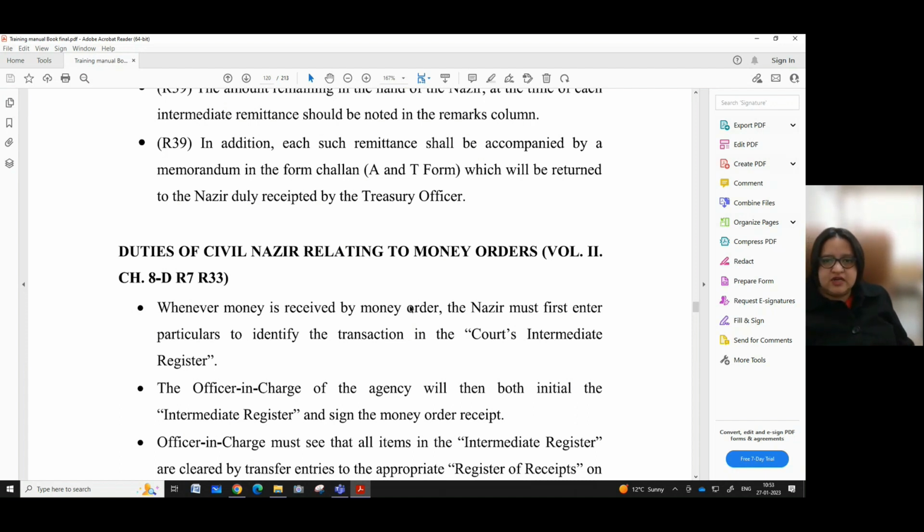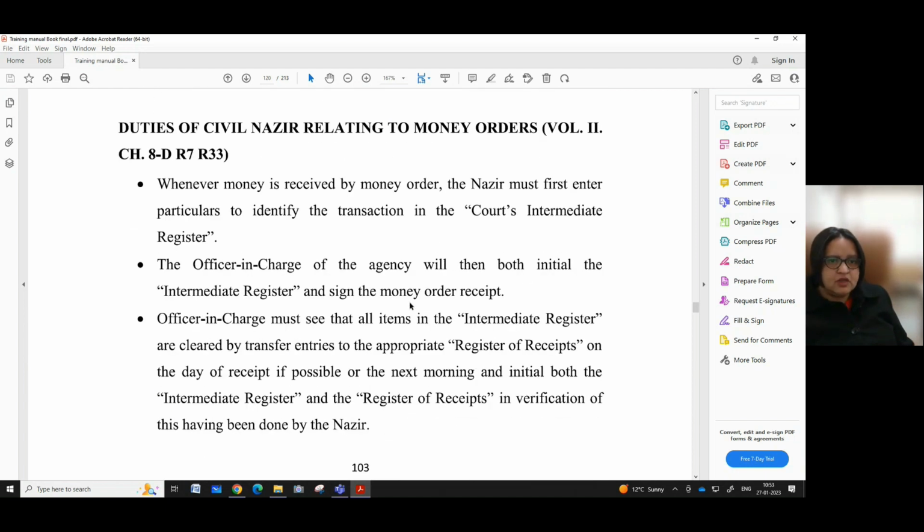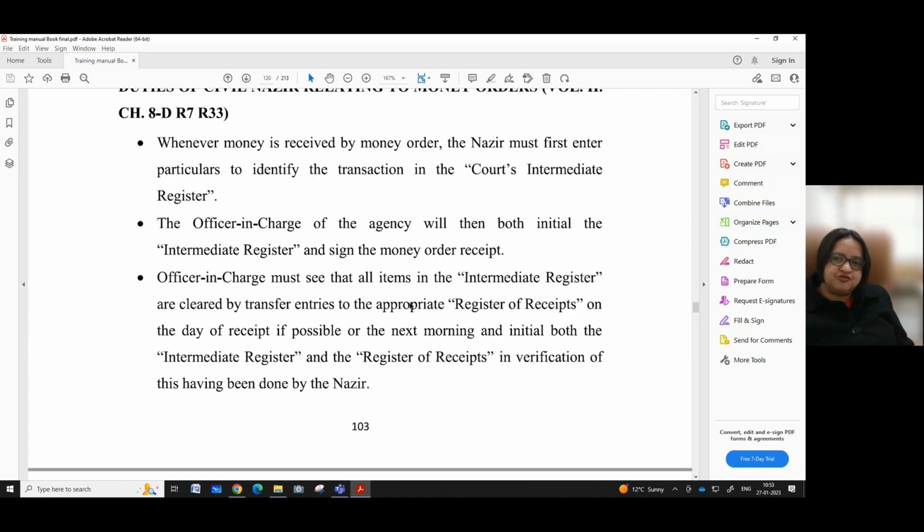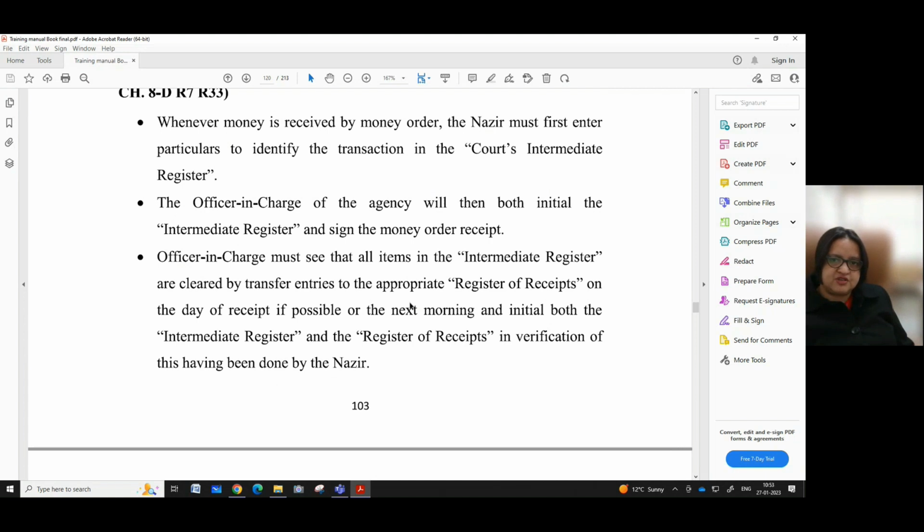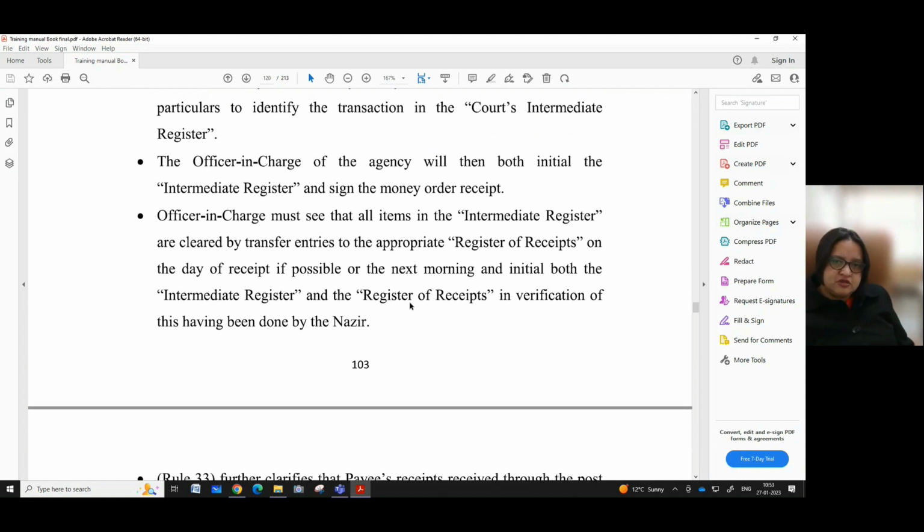Duties of Civil Nazir relating to money orders, Volume 2, Chapter 8D, Rule 7 to Rule 33. Whenever money is received by money order, the Nazir must first enter particulars to identify the transaction in the court's intermediate register. The officer in charge of the agency will then both initial the intermediate register and sign the money order receipt.